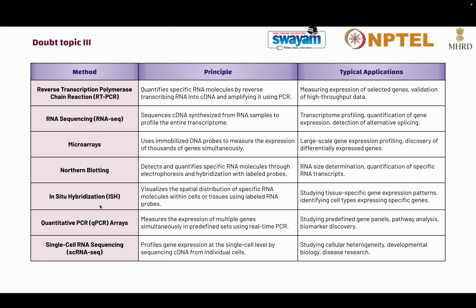Then you can also perform in situ hybridization. So you might have heard the term fluorescent in situ hybridization. It is one and the same because in that you use the fluorescent labels. It visualizes the spatial distribution of specific RNA molecules within the cells or tissues using the labeled RNA probe. So in this you label the RNA probes and you look for their distribution. The application is studying the tissue-specific gene expression patterns and identifying the cell types expressing specific genes. So these are applications of this in situ hybridization.